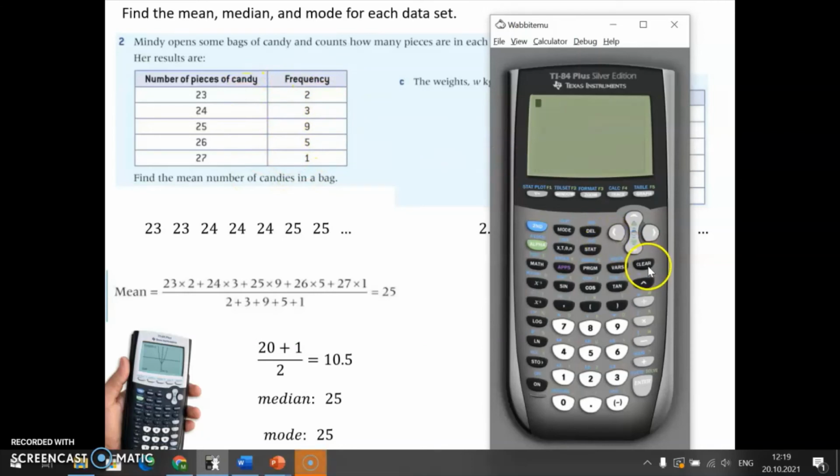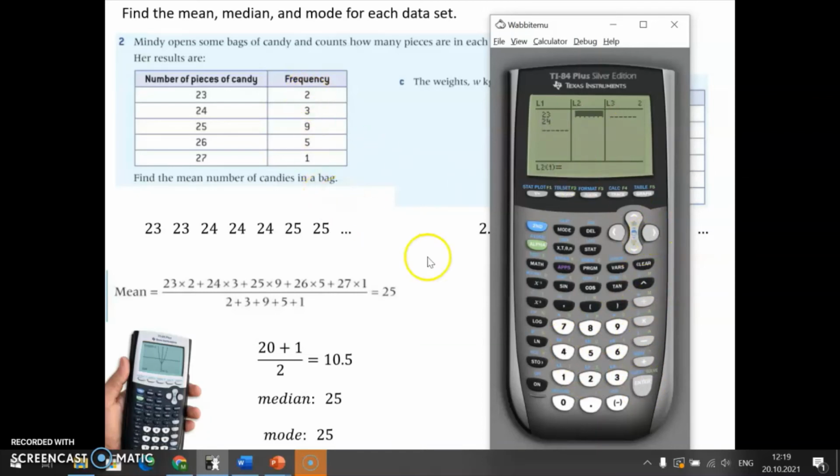So I'm going to do clear here. Okay, stat. Go to edit. You want to clear the list you had from before. Go up to the list name and then hit clear and then enter. Now your list is clear. Now I'm going to enter in exactly what I see here. 23, 24, and onwards.